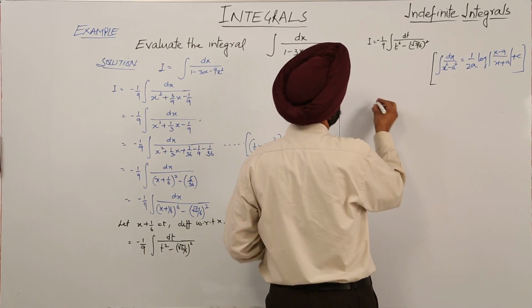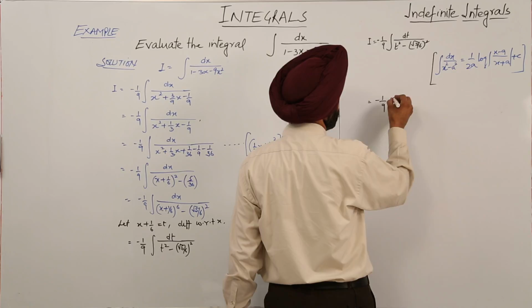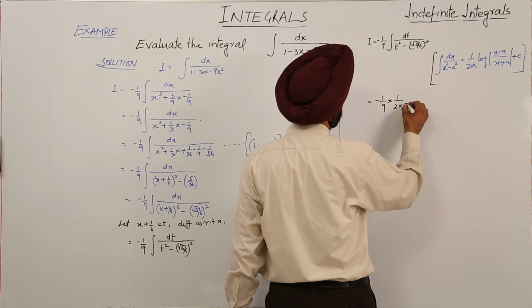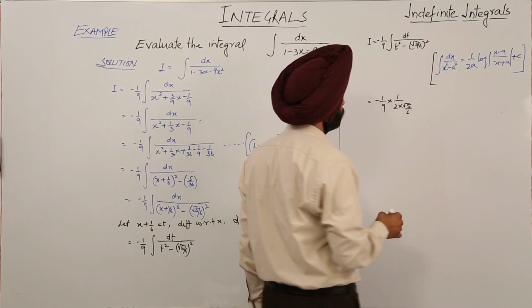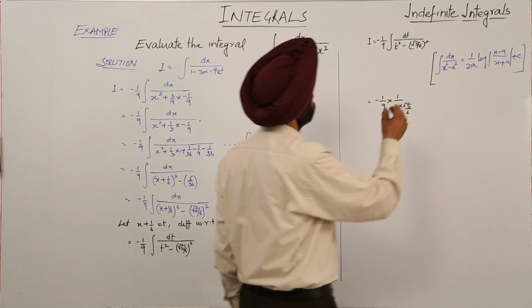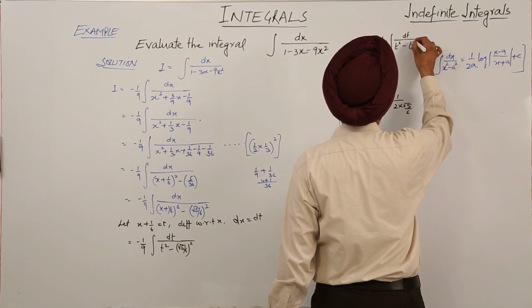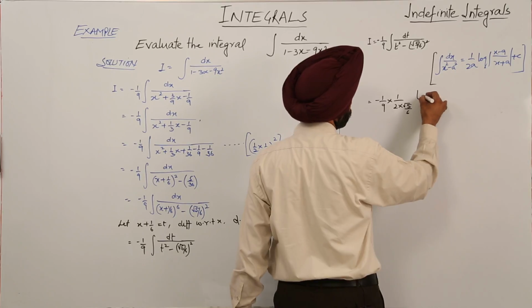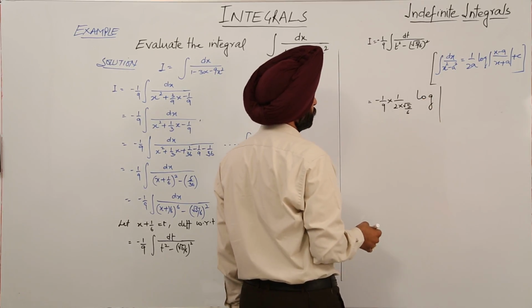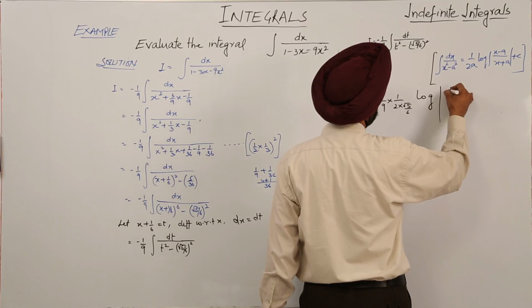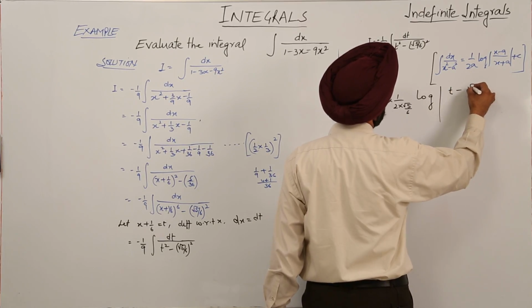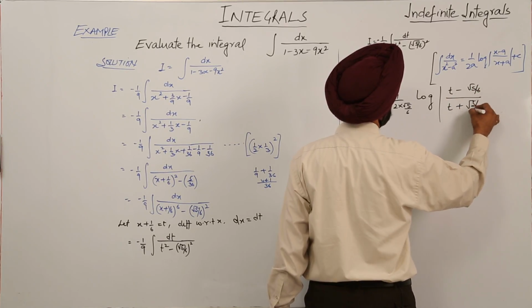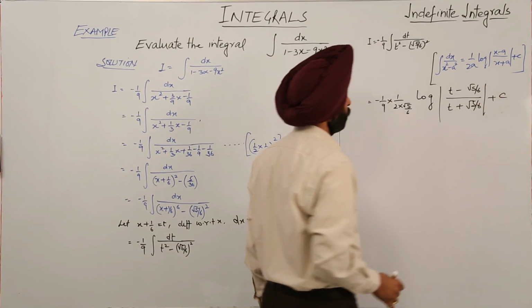Now it becomes minus 1 by 9 into 1 upon 2 into, a is root 5 upon 6, log mod of t minus root 5 upon 6 upon t plus root 5 upon 6 plus c.